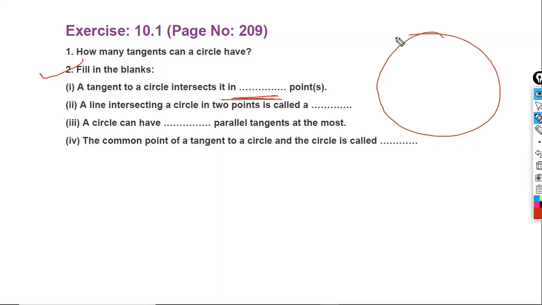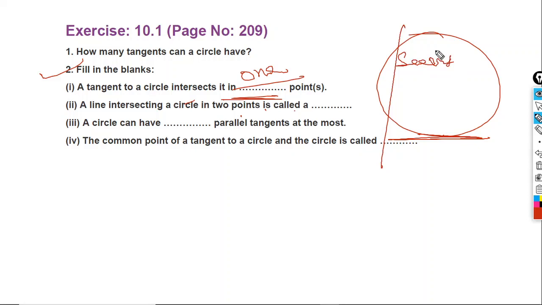In a circle, a tangent will intersect the circle at how many points? At only 1 point. So we can write 1 point, 1 and only 1 point. A line intersecting a circle in 2 points is called a dash. It's called a secant. Okay?